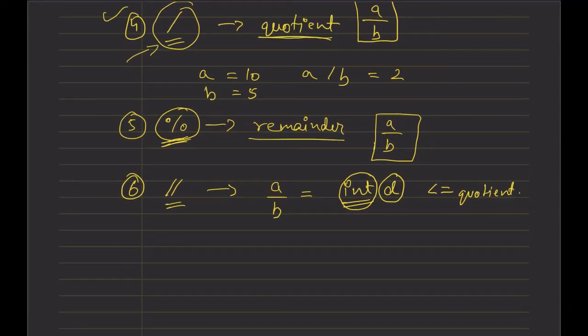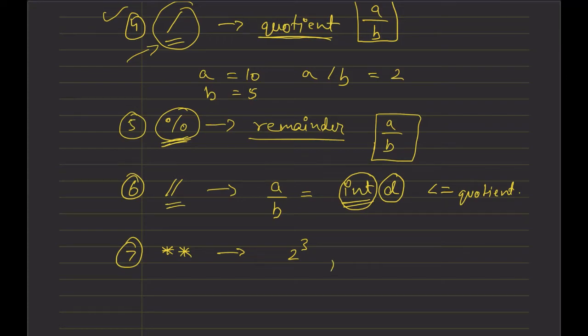Then you have the last operator, also known as the exponent operator, symbolized by double asterisk or double star. What is this used for? This is used to find the exponent. So for example, let's say we have 2 raised to power 3.